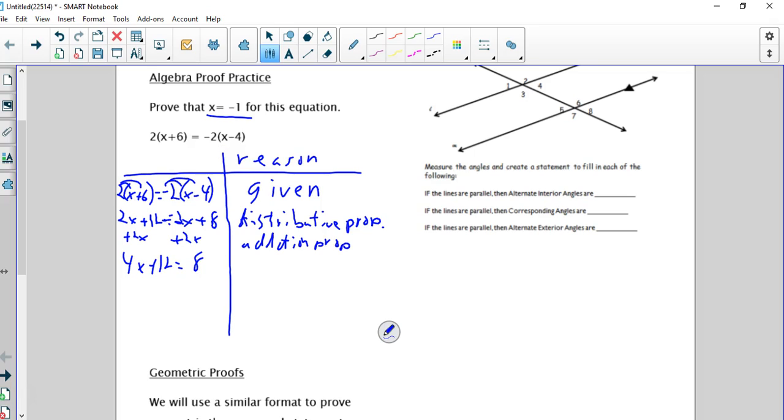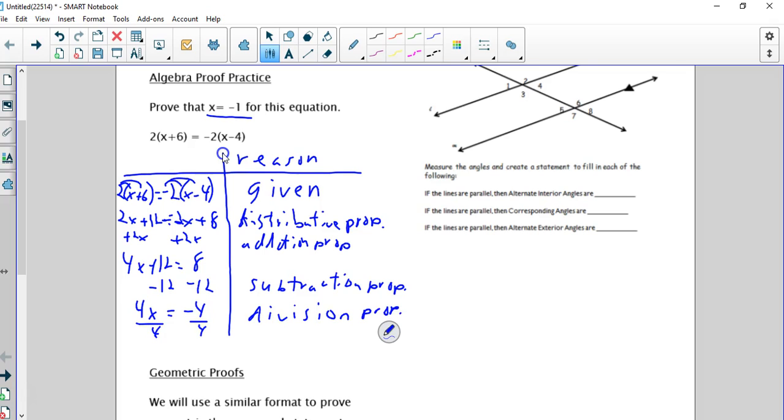And so I move my letters to my left side, I'm going to move the numbers to the right side. So I'm going to subtract 12 here, subtract 12 here. Why? Subtraction property. It allows me to subtract from both sides. Which gives me 4x equals negative 4. And now I'm going to divide by 4. Why? Division property. And now I have my answer. I have proven that x equals negative 1.